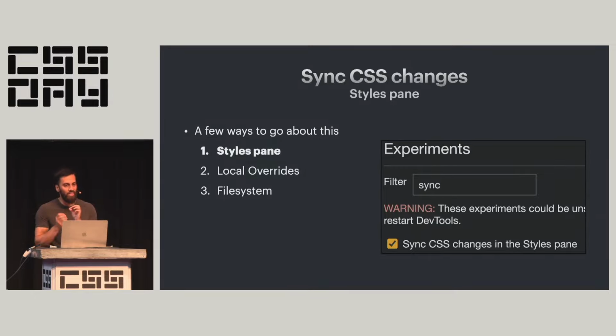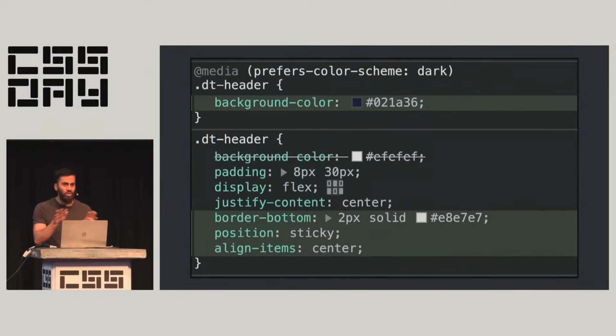So feature number 1 is a little experiment in the styles pane. So Command-Shift-P, go to the experiments panel, and enable this little experiment. It's called Sync CSS Changes in the styles pane. This is not groundbreaking at all in the slightest, but I'm mentioning it because I have genuinely found it unexpectedly useful day to day. All it will do is the new CSS that you write in the styles pane, it highlights it green. That's it.